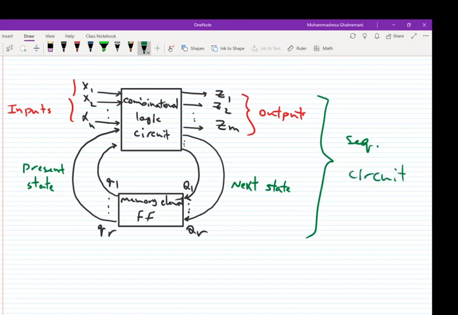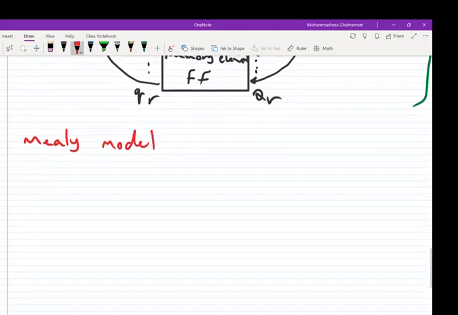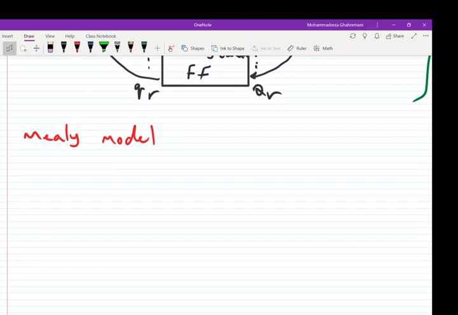Okay, now we want to model these sequential circuits. There are two models for modeling these sequential circuits. The first modeling method is called the Mealy model. In the Mealy model, we have two concepts. The first concept is the state diagram.